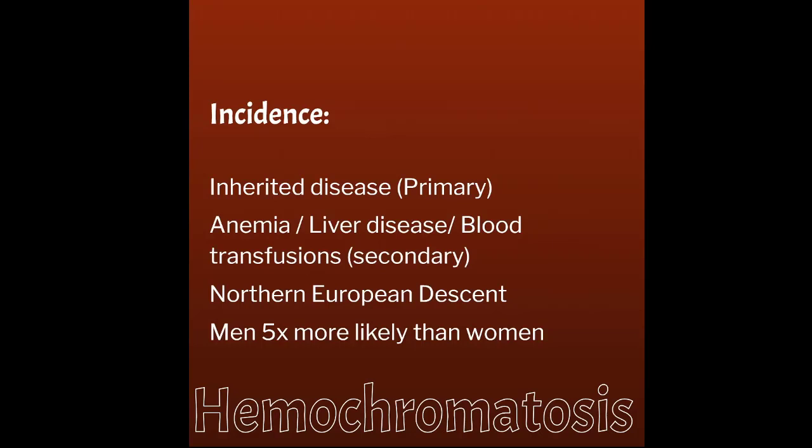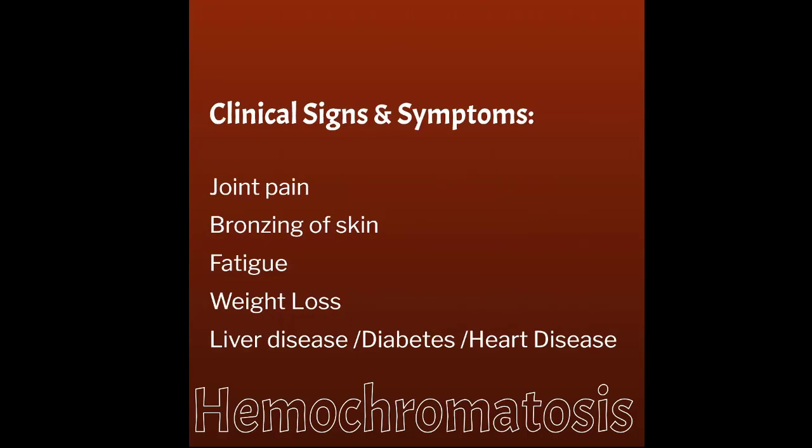It is most likely going to be inherited, but it can also be caused by other liver diseases or by blood transfusions. It's most likely going to be white people of Northern European descent, and men are more likely to have hemochromatosis than women. Clinically, these patients are going to have joint pain, bronzing of the skin, fatigue, and weight loss, and then we'll see those iron deposits cause liver, heart, or pancreas issues. So we're going to see liver disease, diabetes, or heart disease along with it.